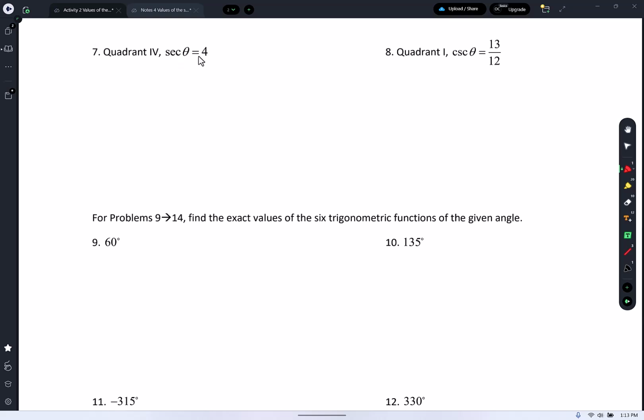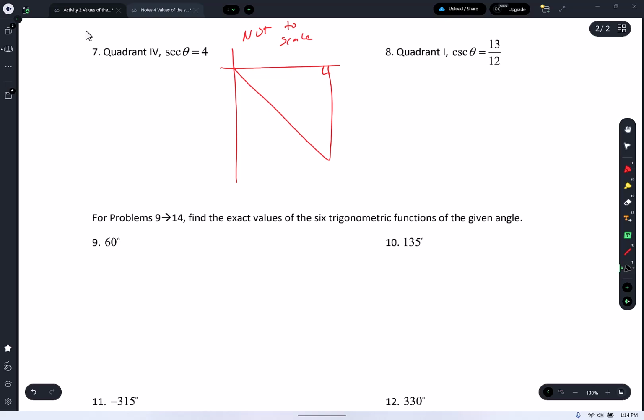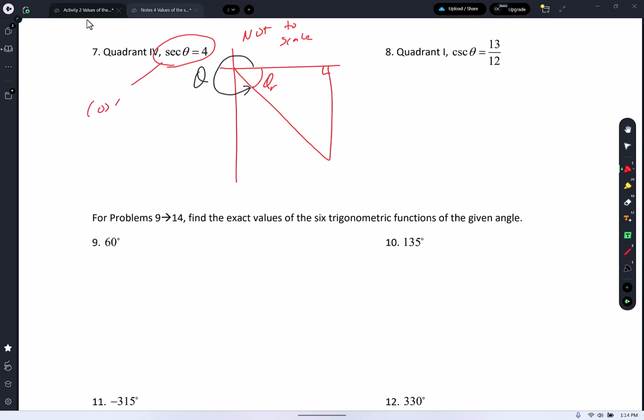Number 7 says secant theta is 4, and you're in quadrant 4. So let's exaggerate quadrant 4. So here I am exaggerating quadrant 4, not to scale. And here's my angle. Perpendicular to the x-axis, my right triangle. This is your real angle, this guy right here. But we're going to use this guy, the reference, to help us out. Secant is 4, so if secant is 4, that means that cosine theta is 1/4. 1 up here, 4 down there. Or 4 for that. That's like your R, right? The hypotenuse is like your R of the circle. Radius 4.